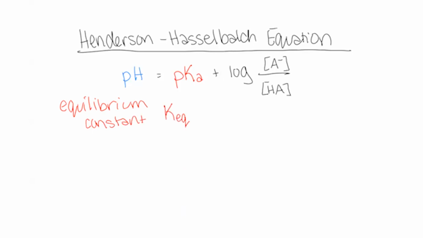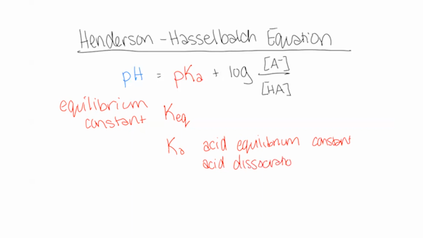In this specific case, when we're talking about the acid equilibration, we're going to call this a Ka. And so our Ka is going to be our acid equilibration constant, more commonly called the acid dissociation constant, or the acid ionization constant. So all of these are talking about the same term.